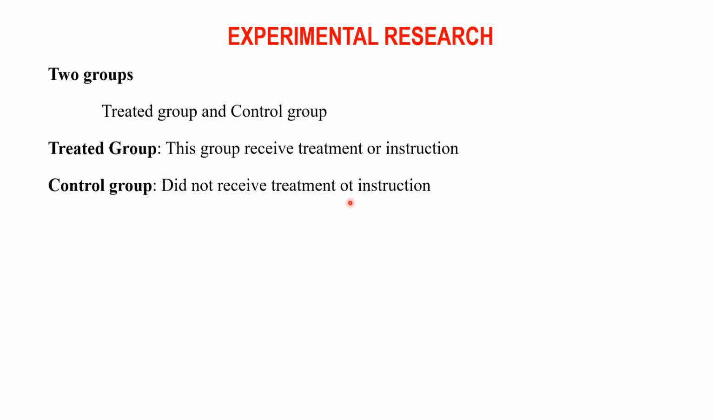So in experimental research there are two groups: a treated group and a control group. The treated group will receive the treatment or instruction, but the control group will not. We already said that observational research is less expensive but time consuming, while experimental research is expensive but less time consuming compared to observational research.